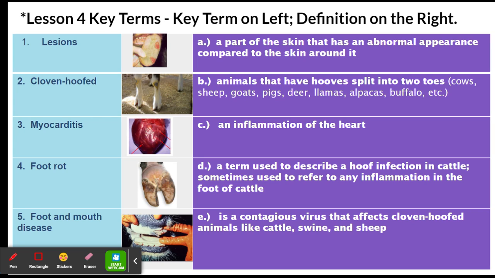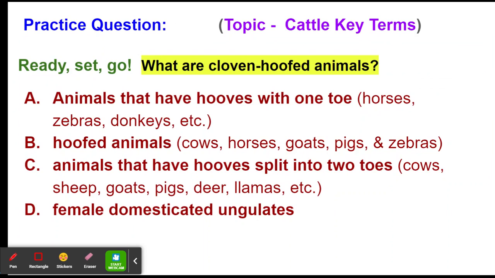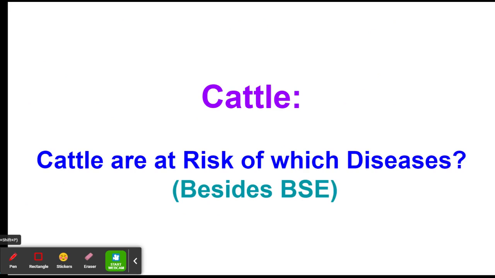And then 5, foot and mouth disease. We can see a pustule or blister associated with foot and mouth disease in the mouth of this cattle. This is a contagious virus that affects cloven-hoofed animals like cattle, swine, and sheep. Those are lesson 4 key terms. All right, here's a practice question.